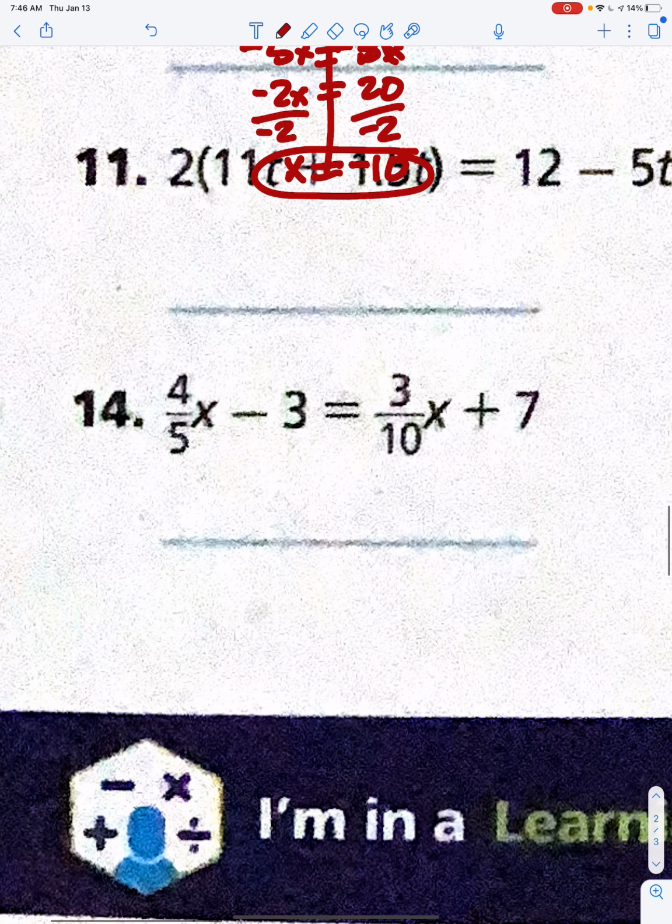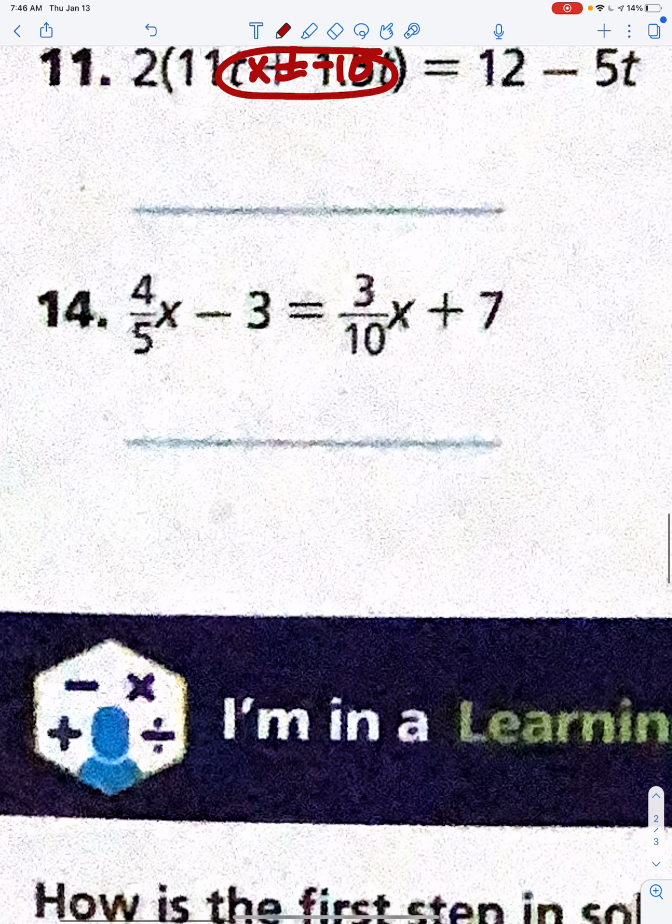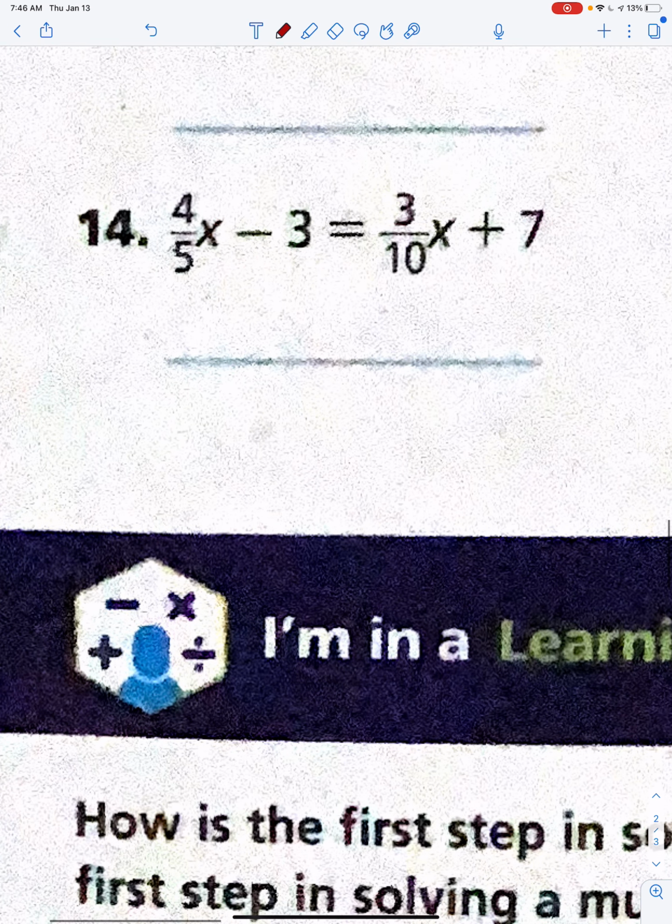Okay, number 14. For number 14, we have two options. One is we can just leave the fractions like they are and work with them, which is how I would do it currently. If you are uncomfortable with fractions, I encourage you to get comfortable with fractions, but if you're uncomfortable with fractions, here's another way you can do this.